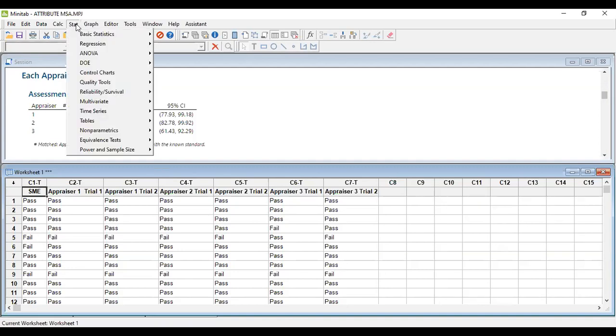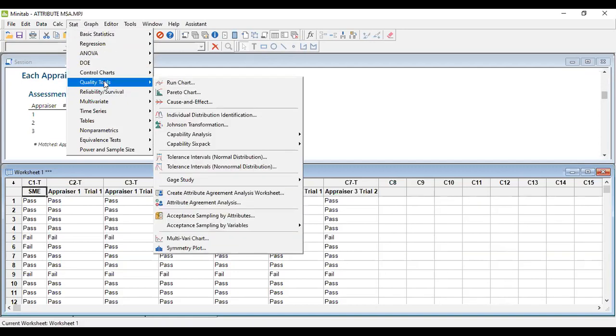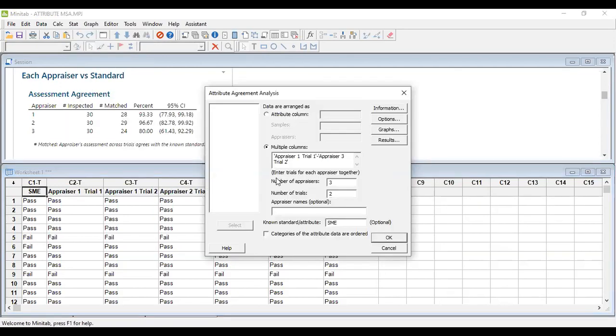So then we go to Stat, Quality Tools, and then we click on Attribute Agreement Analysis. And since we have multiple columns that we are analyzing, we click on the multiple columns option here, and we select from the top. Okay, we select all the appraisers first, then select.